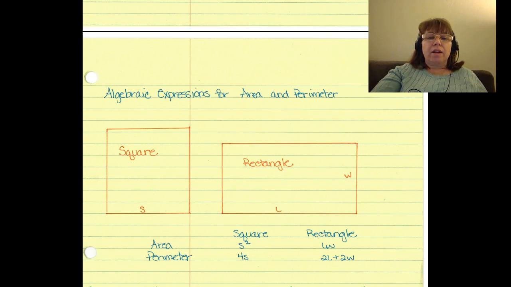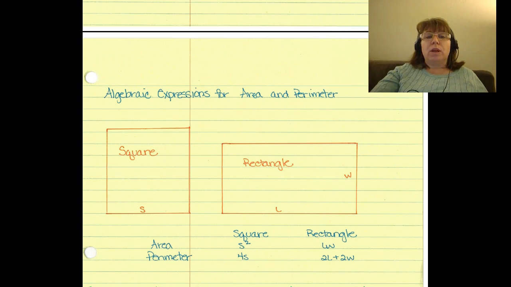The square, the sides are equal. So you're usually only given one dimension. You're given one length of a side. If you're given one length of a side, then you know the other sides are the same length. The area will be side times side, or you can think of it as side squared.